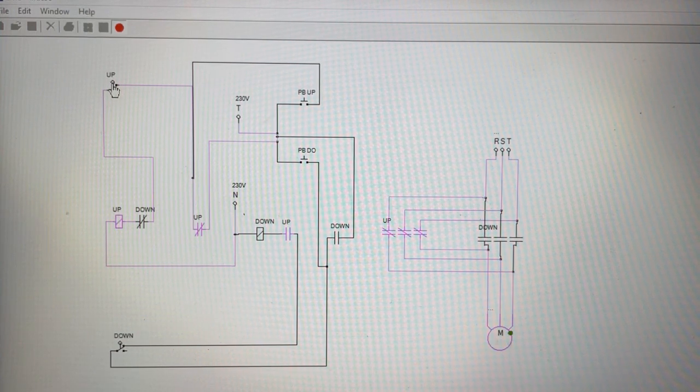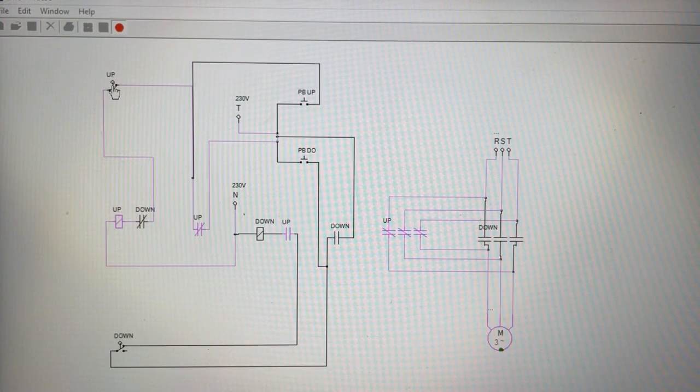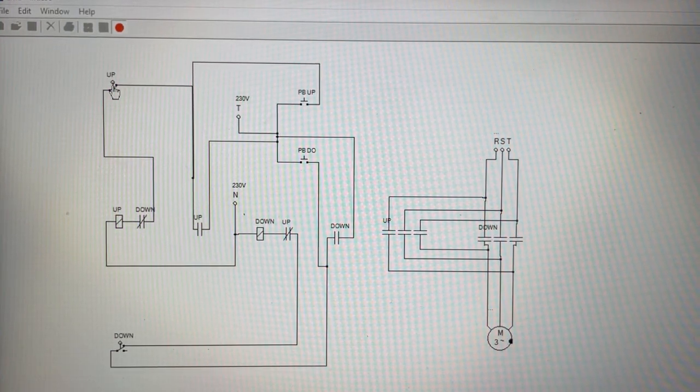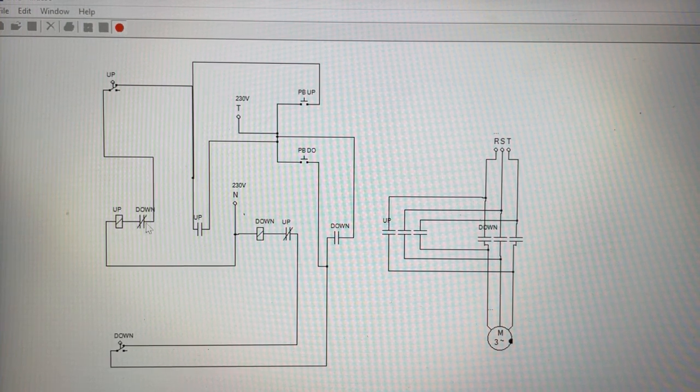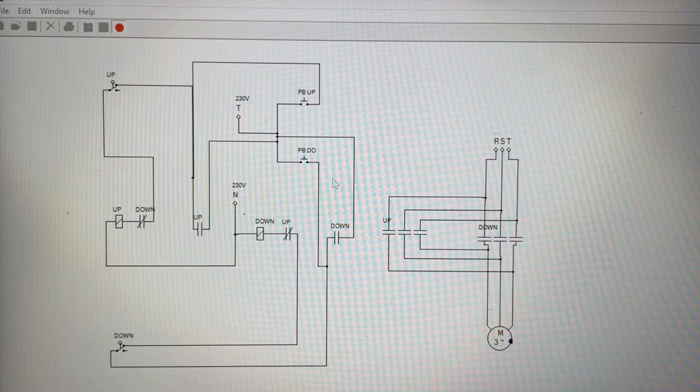So after reaching the up level, we are fixing this up limit switch. So once it reaches the up level, this will activate. So what happened? Once activated, the coil supply to the relay deactivates, so it stops.